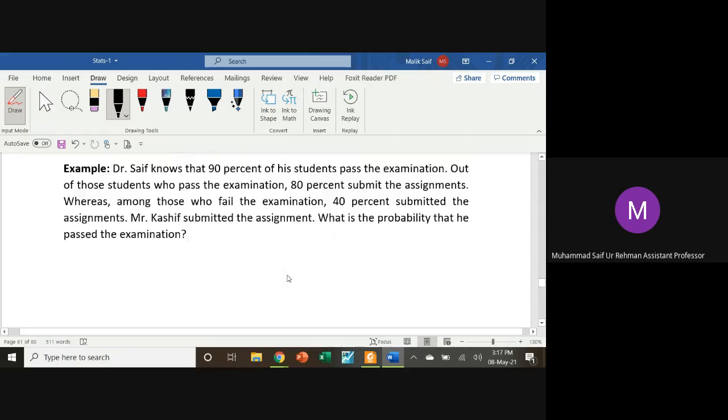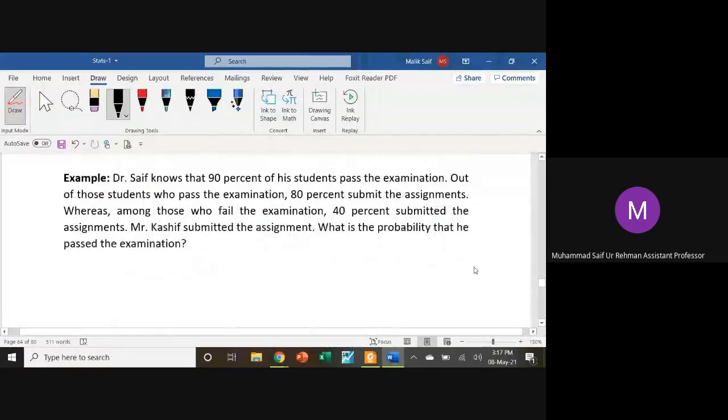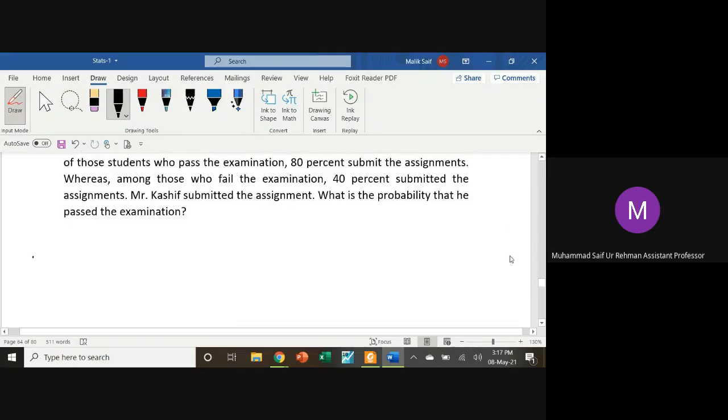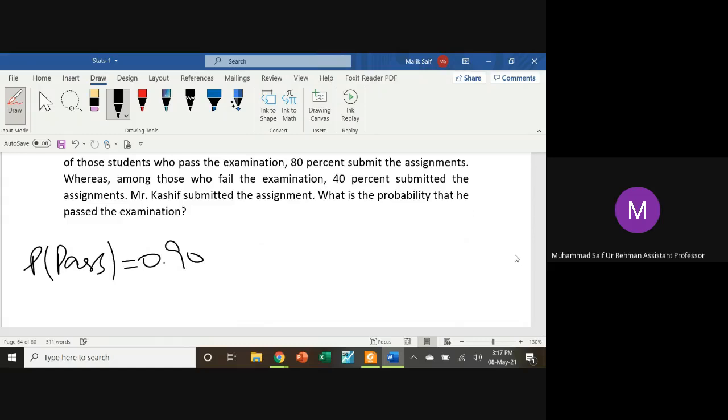See this question. Write down the given information. Now, Mr. Saif knows that 90% of his students pass the examination. So probability of pass, what is the probability of pass? 90%. Okay, and definitely the probability for fail or not pass is 10%. What is the probability for fail?